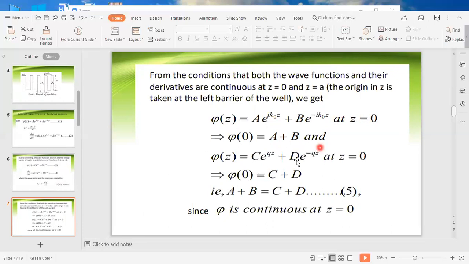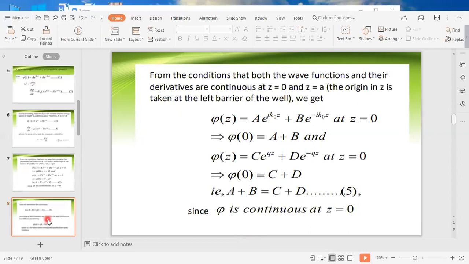And in the second wave equation, if we substitute z equal to 0, we will get psi of 0 is equal to c plus d. Since the LHS are the same, a plus b equals c plus d. And this is equation number 5, which means we are considering the wave functions are continuous at the boundaries z equal to 0 and z equal to a.